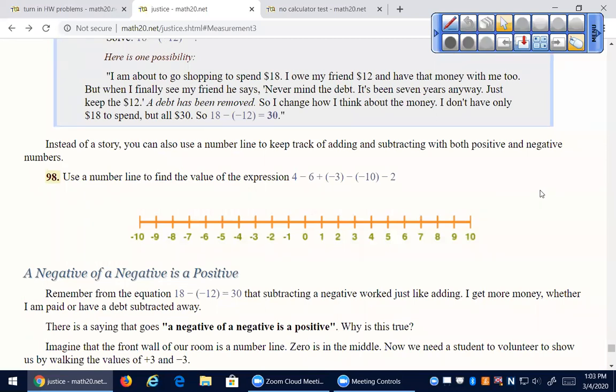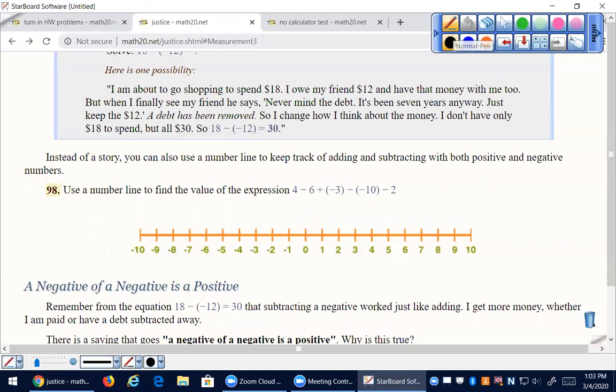You can also use a number line. This is inconvenient because you have to have something to draw on, but it does work. So if I have 4 and I take away 6, 1, 2, 3, 4, 5, 6, I'm down at negative 2. And then if I take away 3 more, I have a debt of 3. And then my other friend comes by and cancels a debt of 10. And then somebody else comes by and steals 2 of my dollars. Then I wind up at 3. Oops. Right.